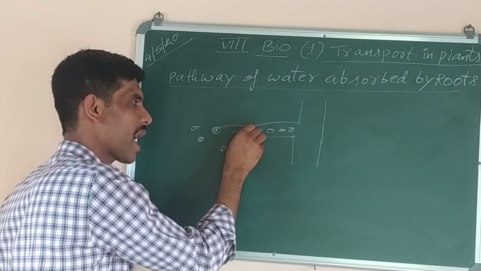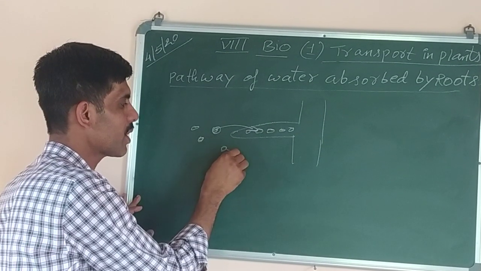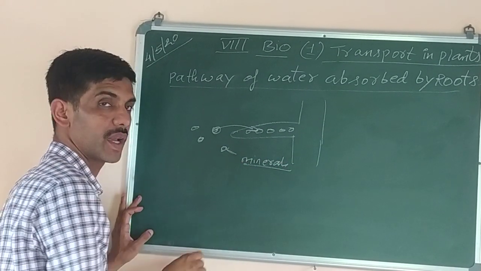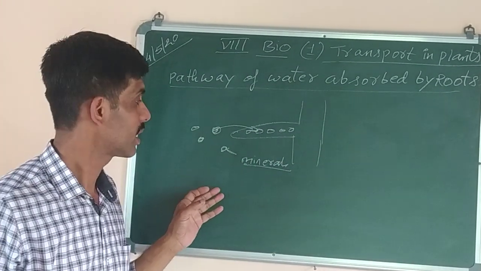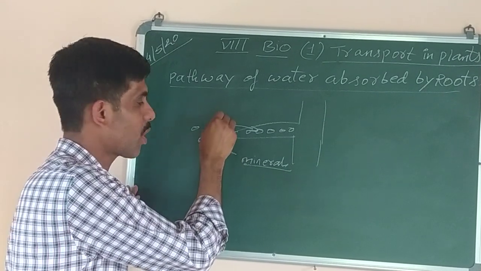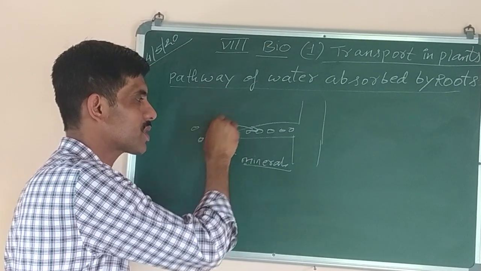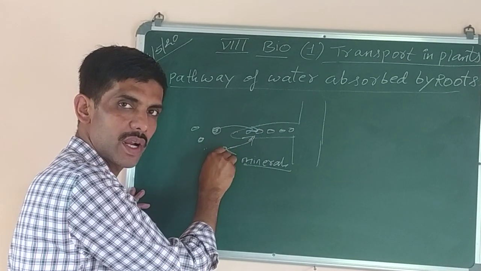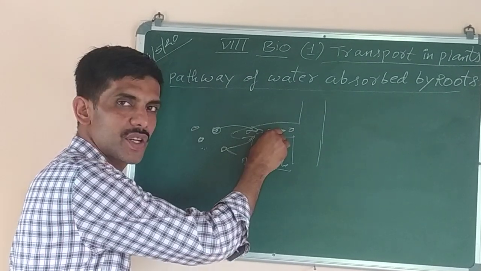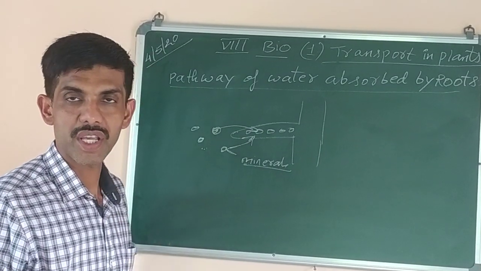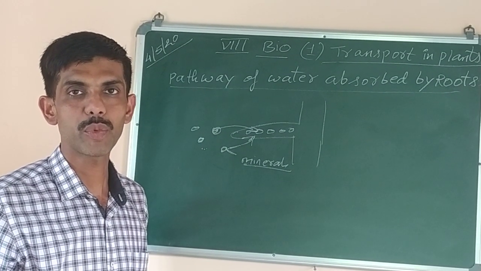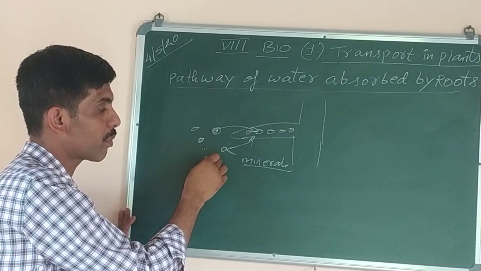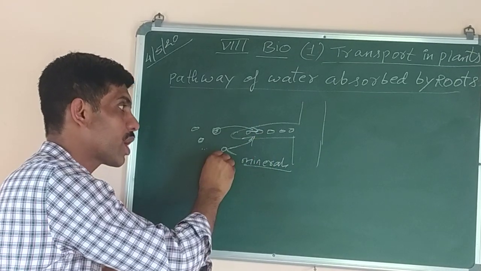Now from lower to higher concentration, this movement of minerals or the ions like potassium, sodium, which are needed for the growth of plant, they are transported from the region of lower concentration to the region of higher concentration. This movement of minerals is against the concentration gradient. Concentration gradient means high to low, not low to high. But here the movement of molecules of minerals occurs from lower to higher.